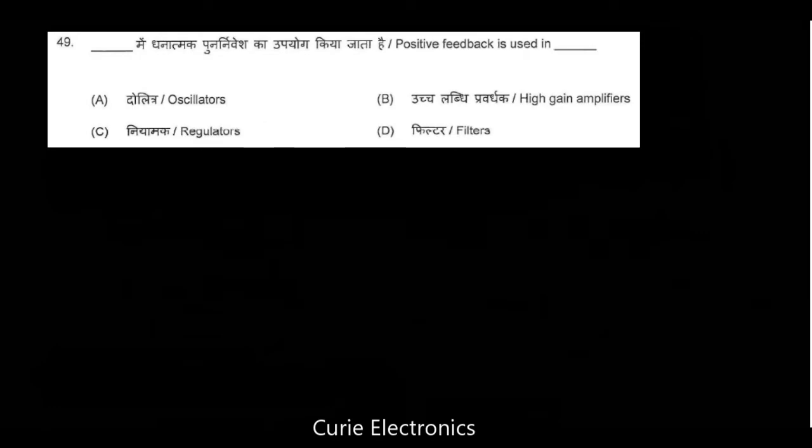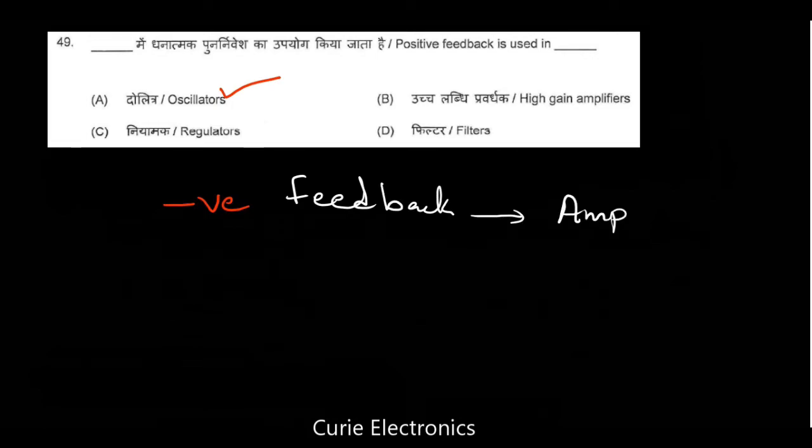Positive feedback is used in oscillators. But where is negative feedback used? Negative feedback is used in amplifiers. Once we apply negative feedback, our gain decreases but stability increases. But positive feedback is used in oscillators.